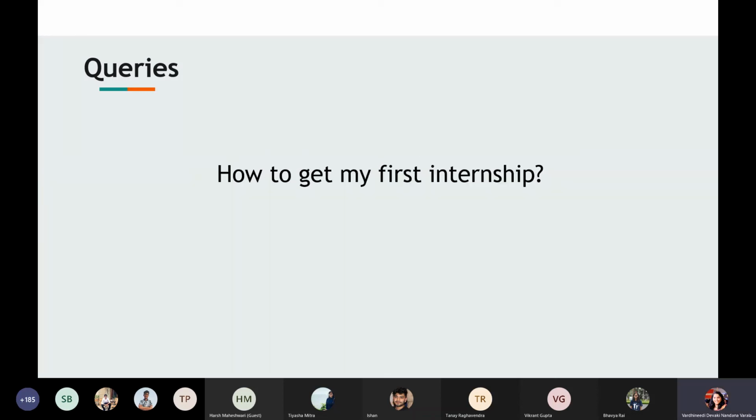Internship is the question filled by one of the attendees. So, Tanay, would you like to take this question first? So, how to get the first internship?